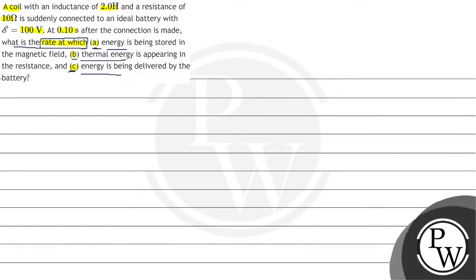Now, whatever is given in the question, first we'll write that. Given: L is equal to 2 Henry, R is equal to 10 ohm, V is equal to 100 volt, and time t is equal to 0.10 second. Now in part A we have to calculate d over dt of UB. Now what is UB here? We will let you know.